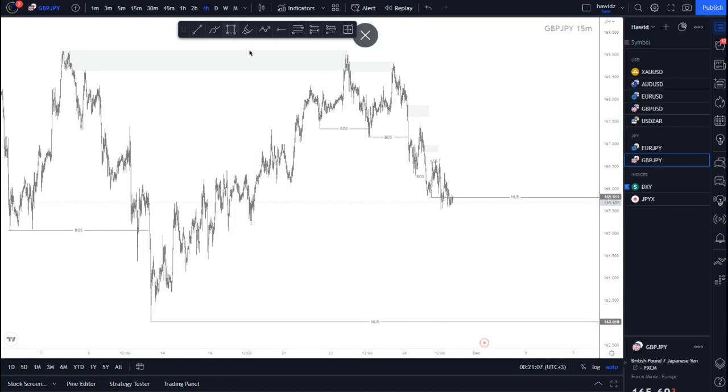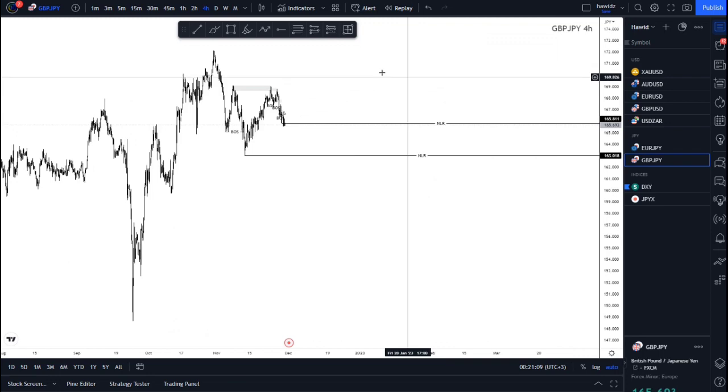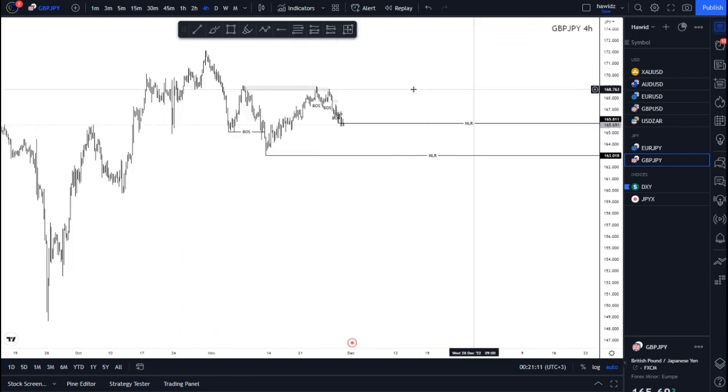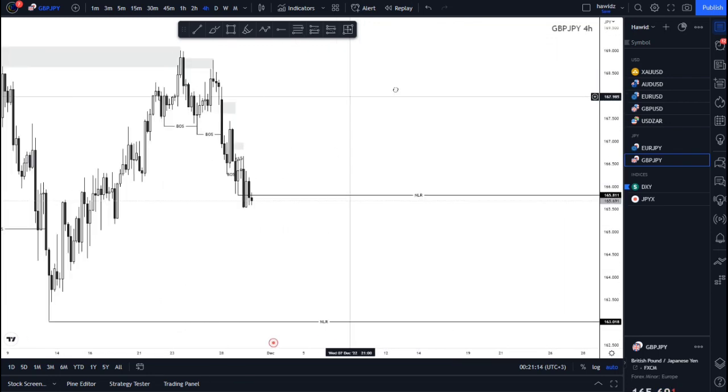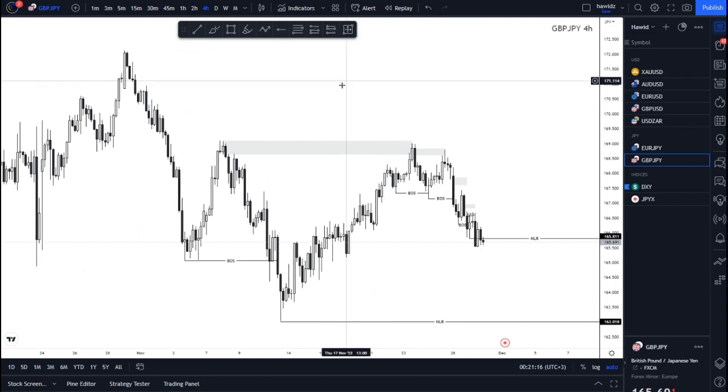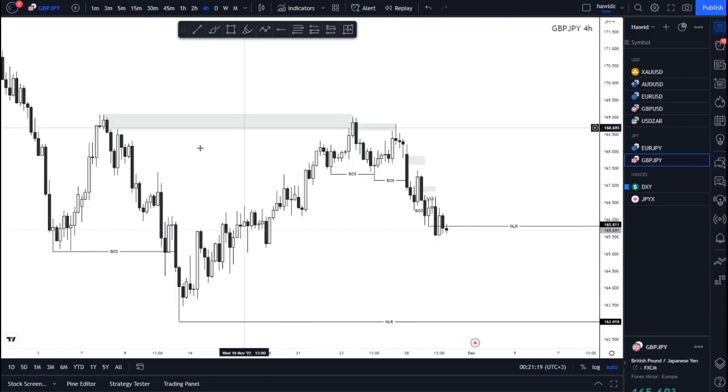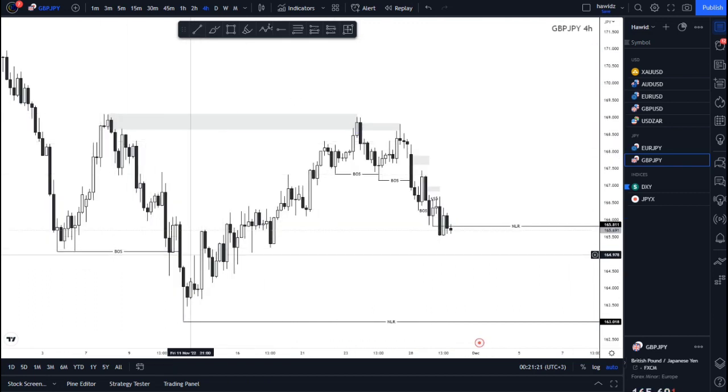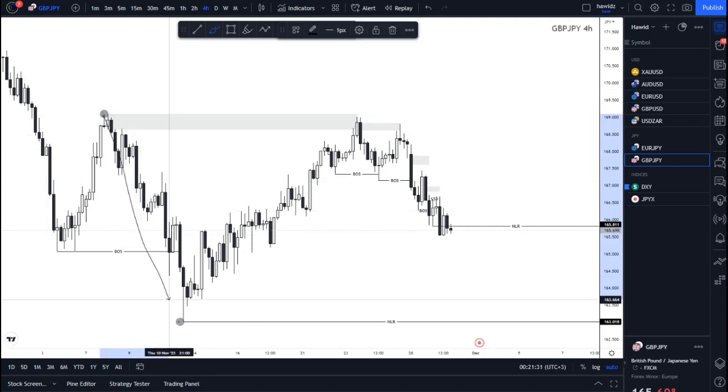For example, a quick example. This is the GBP JPY, the pound JPY, and this is the 4 hour. So I had this setup since last week. Price had broken the structural low, leaving us with a high and a low. Hence, our structural impulse is now bearish. So structure, check, bearish.